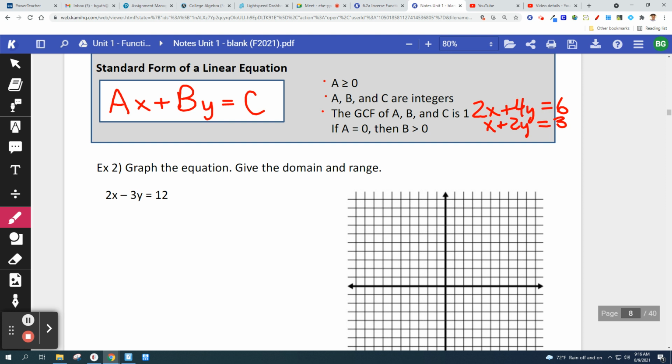If A equals 0, then B is greater than 0. So they're saying if this is 0, then this better be positive. In other words, the first number you see is going to be positive.